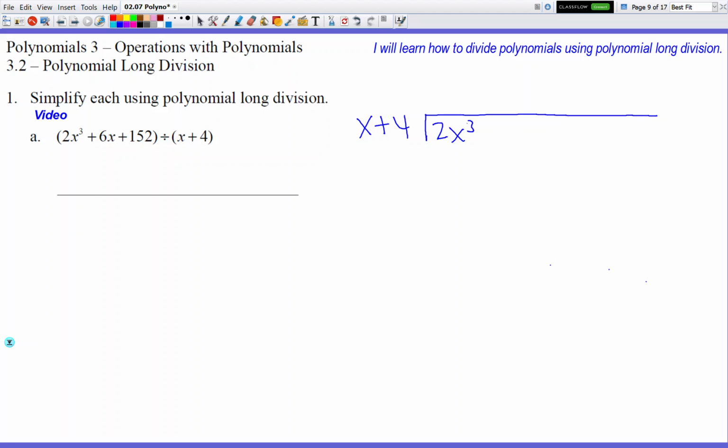And usually what comes after power of 3 is power of 2. But there is no power of 2 term in this problem. But we're still going to make a space for him. So notice how I'm going to leave a little space. And then I'm going to write the next term, which is 6x, because that's power of 1. So basically power of 3, power of 2, which is missing, then power of 1, then power of nothing. Or basically, we don't have any x's in the problem anymore. So that's where your 152 is going to be, at the very, very end.